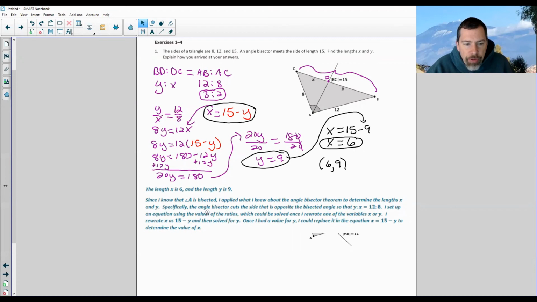You could have done both or either. I rewrote X as 15 minus Y and then solved for Y. Once I had the value for Y, I could replace it in the equation X equals 15 minus Y to determine the value of X.